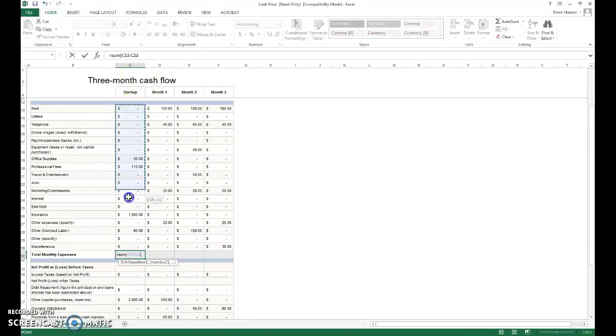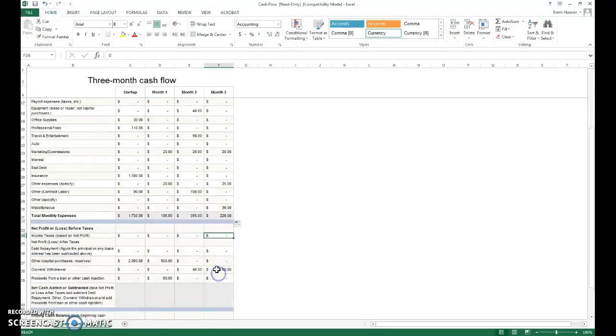So what I do is take from C13 to C30. There we go. The startup cost in this case would be $17.30. Drag it over, and there we go.